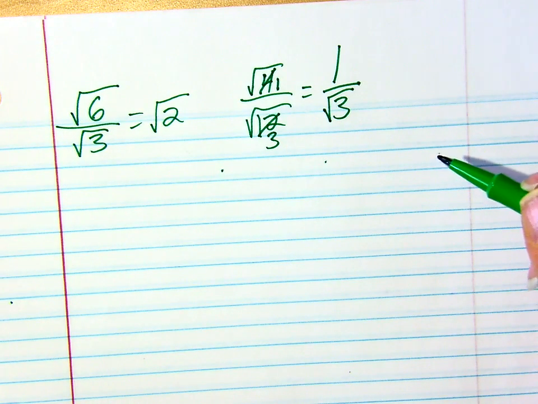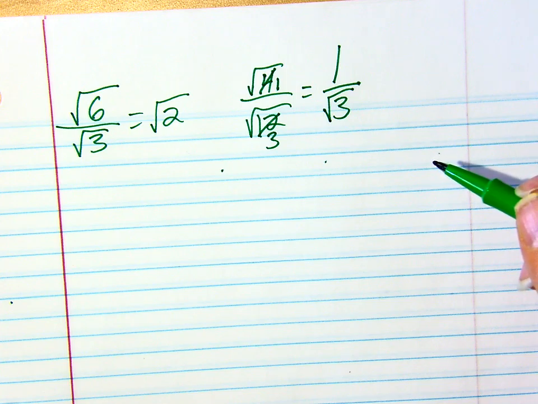We are not allowed to leave square roots in the denominator. We have to do a process called rationalizing the denominator in order to undo that.